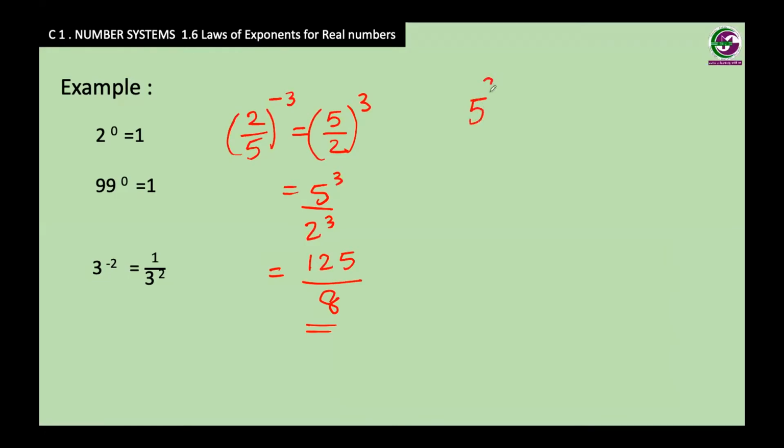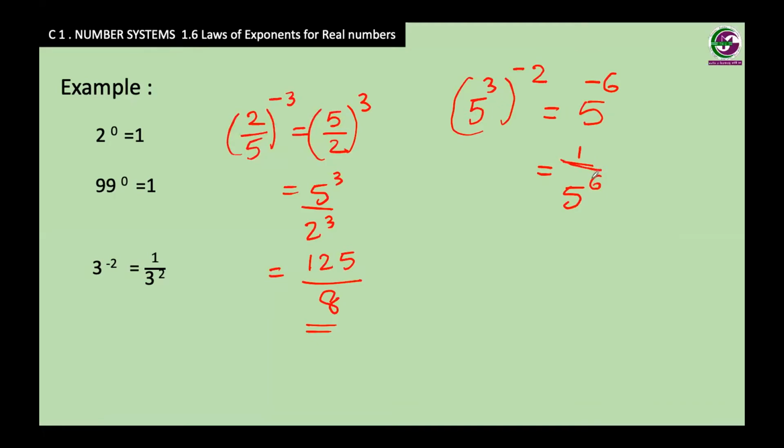5 power 3 whole power negative 2. Now, power of the power means we have to multiply them, right? 5 power 3 times 2 is 6. So it will be negative 6. When we have a negative sign, to remove the negative sign, what do we do? We take the reciprocal. That's all.